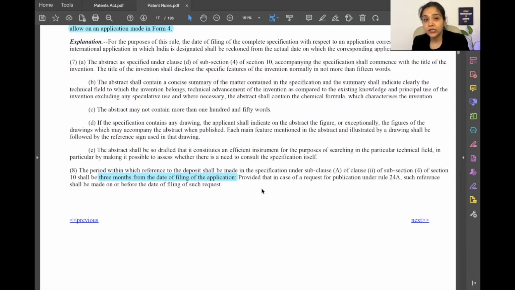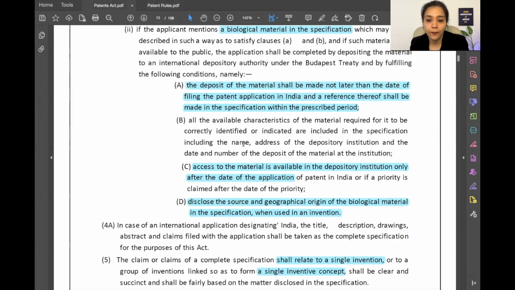So if you are asking the patent office to publish your application, you should file that request only when you have already put the reference in your patent specification. So if there is no reference, then don't make the request of publication. So the ideal period is 3 months from date of filing of the application.